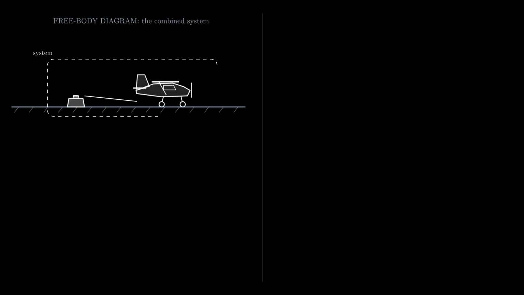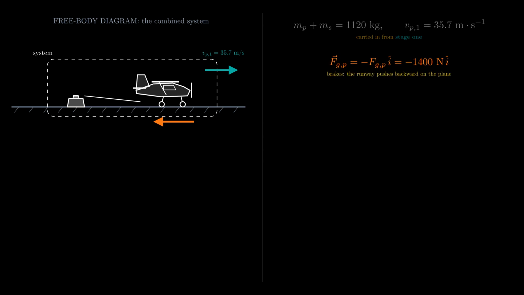Stage 2. The plane and the sandbag are now one object of mass 1120 kilograms, moving at 35.7 meters per second, with two external forces slowing it down. Draw the free body diagram for that combined system. The runway pushes backward on the plane through its brakes. A horizontal force of magnitude 1400 newtons pointing in the negative x direction.